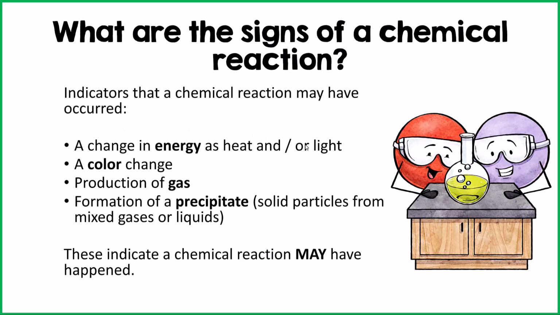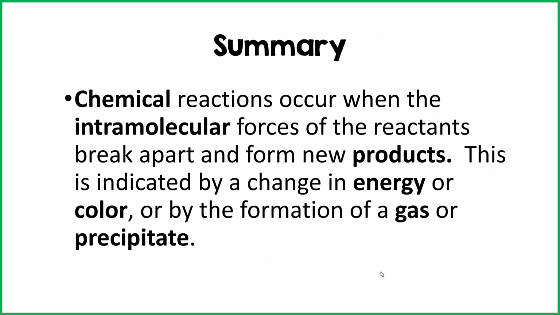If any of these occur, it's possible that a chemical reaction could have occurred. That doesn't necessarily mean that that's what's happened, but this is a pretty good indicator that there's been a chemical change. In summary, chemical reactions occur when the intramolecular forces of the reactants break apart and form new products. This is indicated by a change in energy or color, or by the formation of a gas or a precipitate.